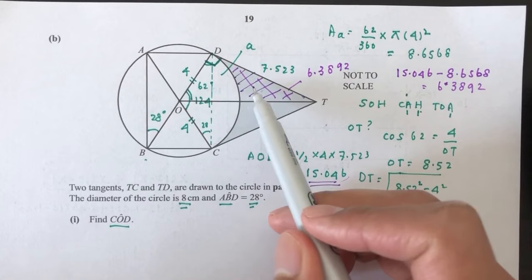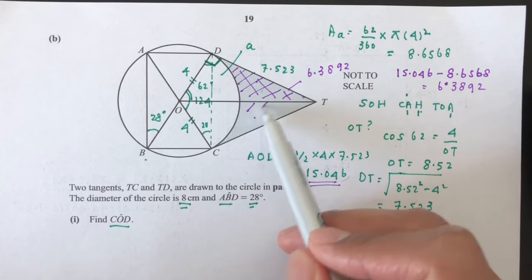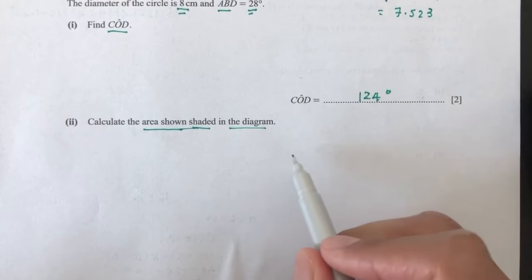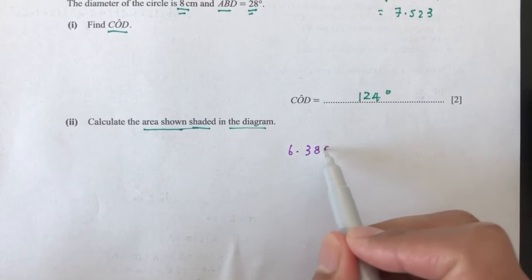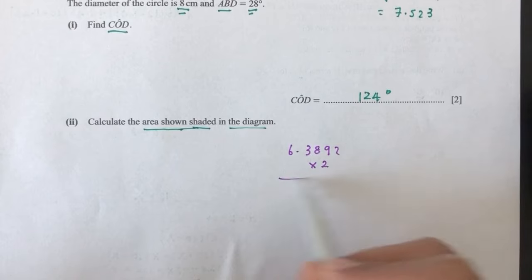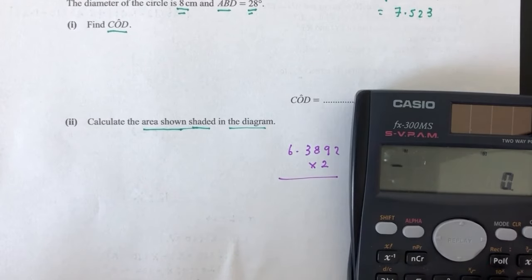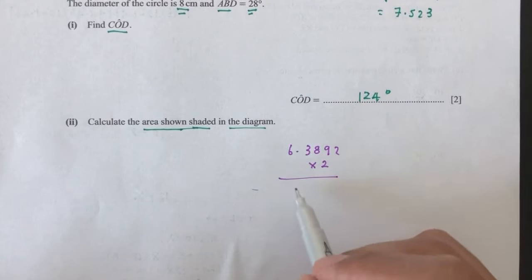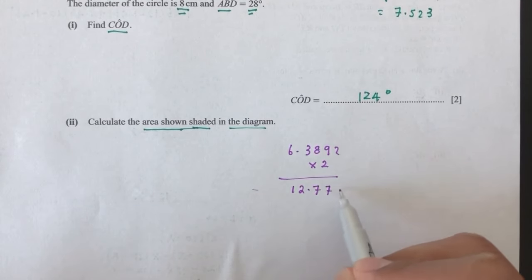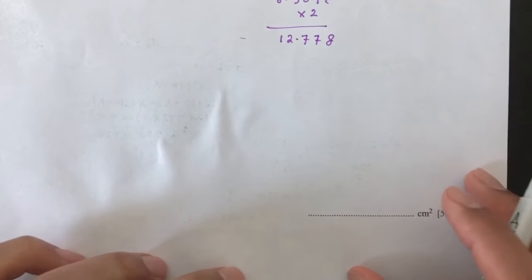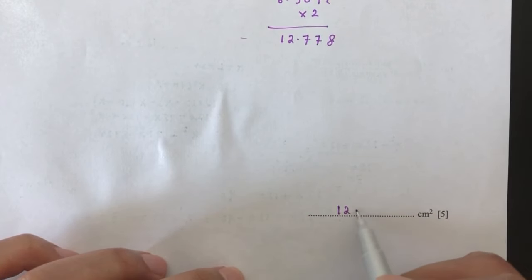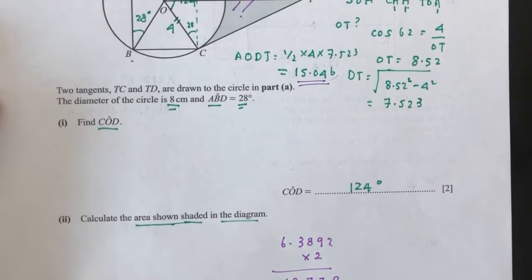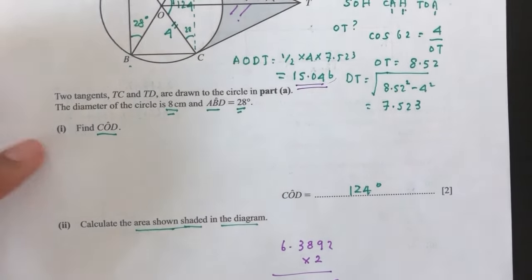So we are looking for this and this, so we need both sides, and we have to times 2. So 6.3892 times 2, that is 12.778. So your answer correct to 2 decimal places will be 12.78 centimeters squared. And that is the last question of the paper. That was question number 10.